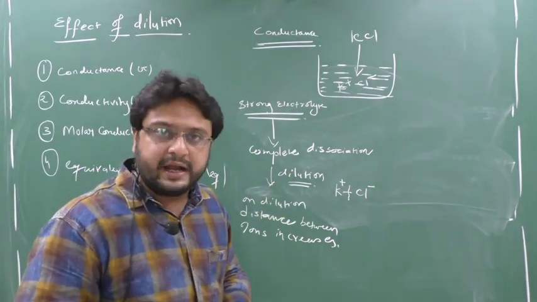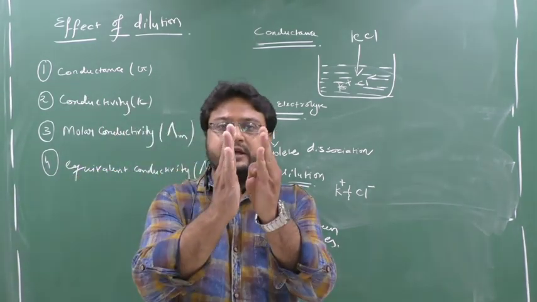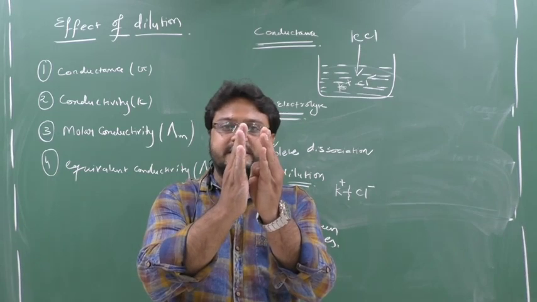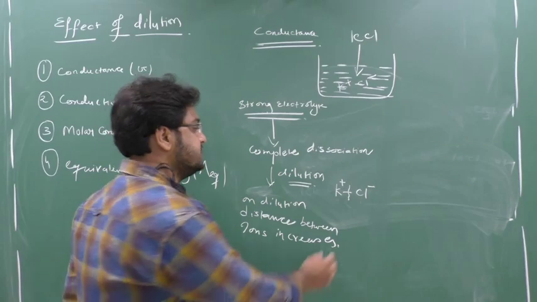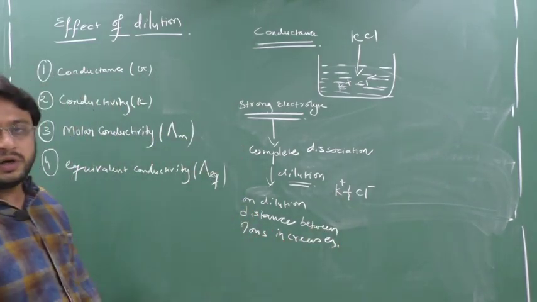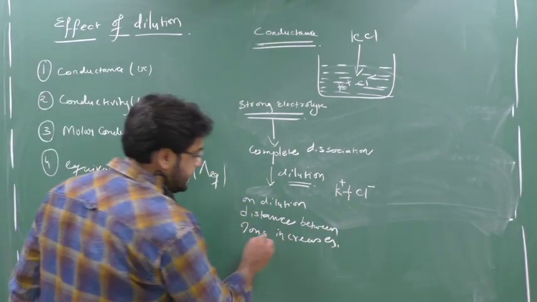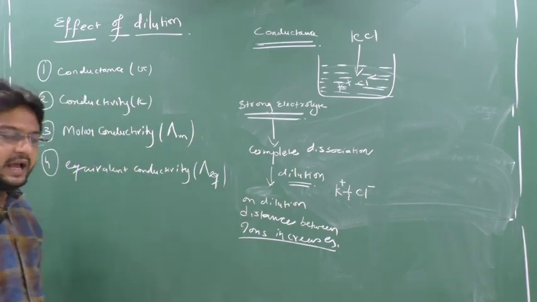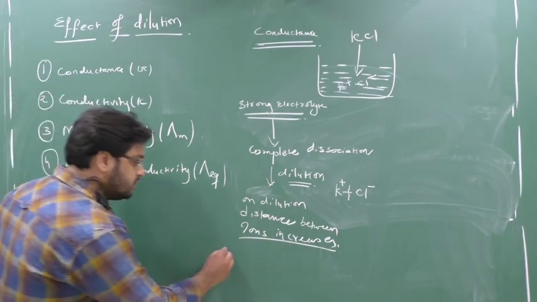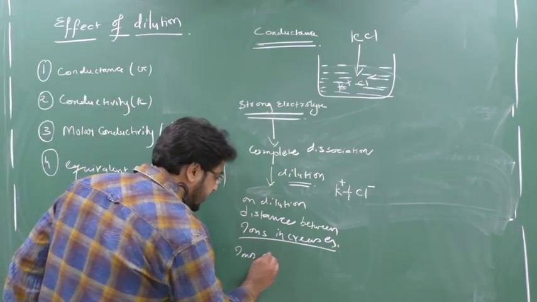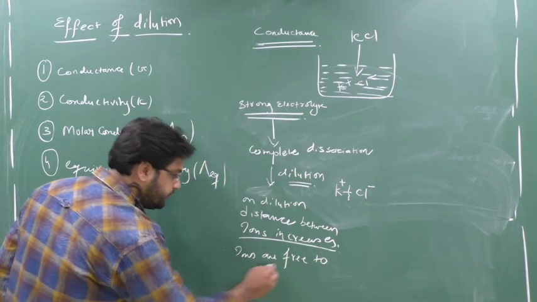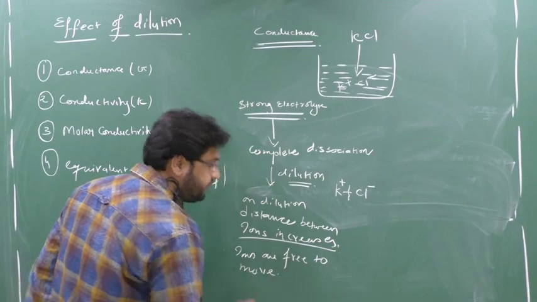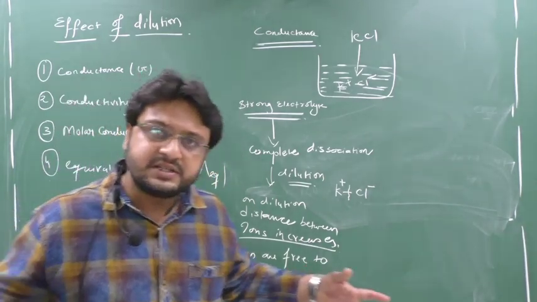As and when I add the water, first the KCl ions are here. When I add the water, the distance between them increases, again increases, again increases. So the distance between the ions of the electrolyte goes on increasing. As the distance between the ions increases, the ions are free to move. Ions will feel free to move, so they can move freely because the distance between them has increased.